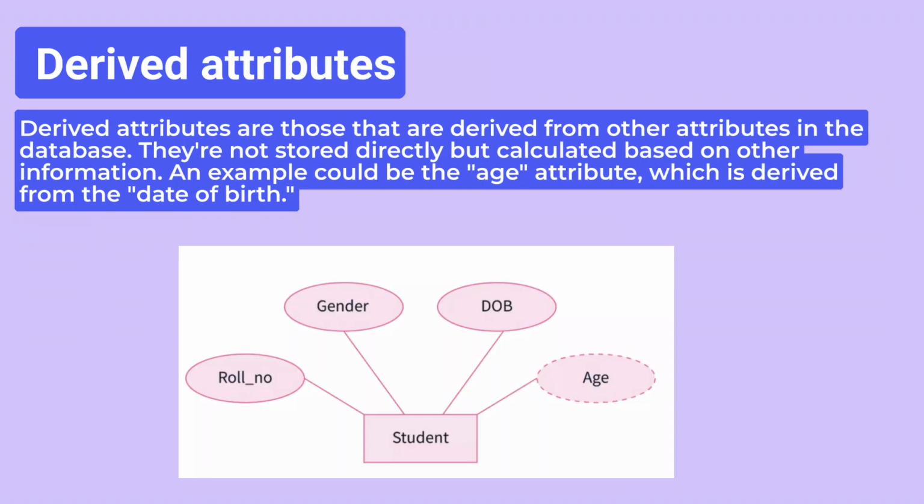Derived attributes are those that are derived from other attributes in the database. They're not stored directly but calculated based on other information. An example could be the age attribute, which is derived from the date of birth.